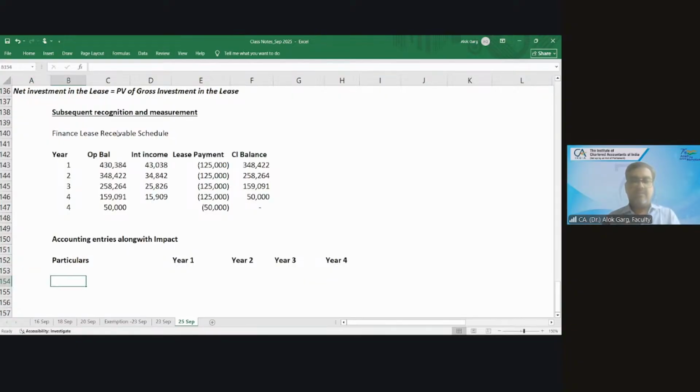Finance lease receivable account debit. Debit to what? To interest income. Your finance lease receivable balance will increase with the interest income. Yes or no?